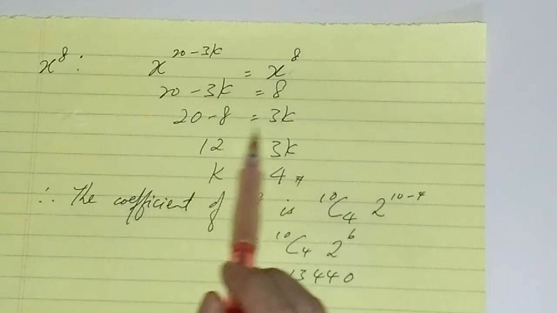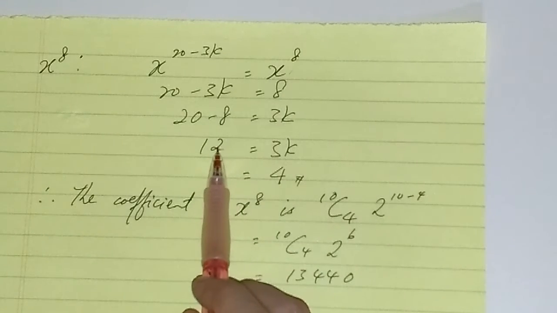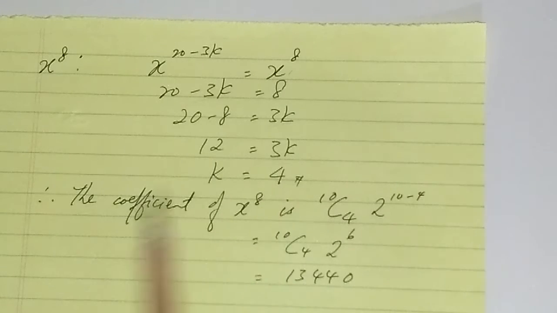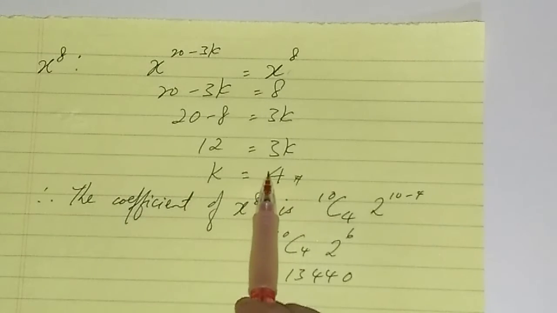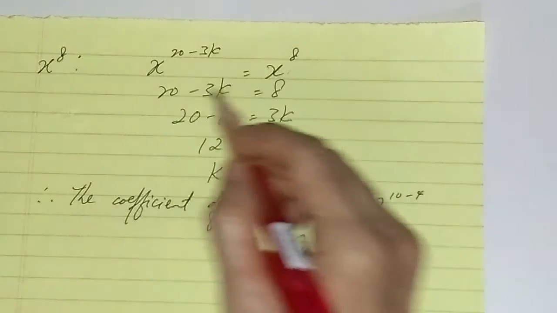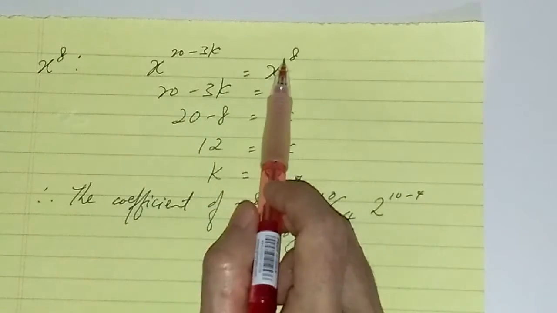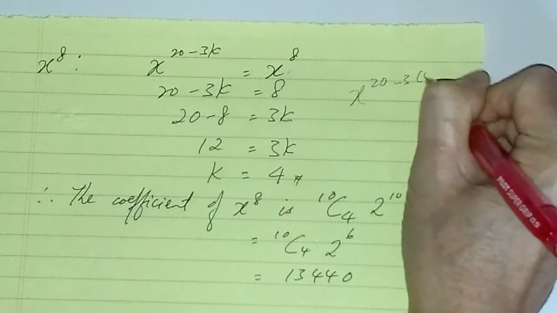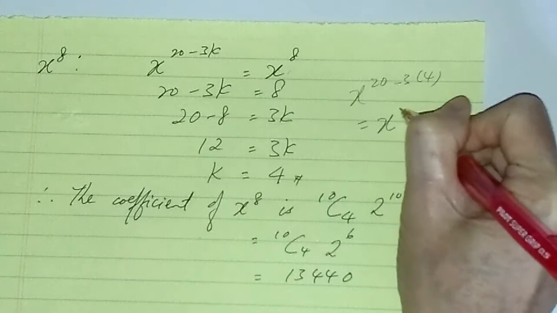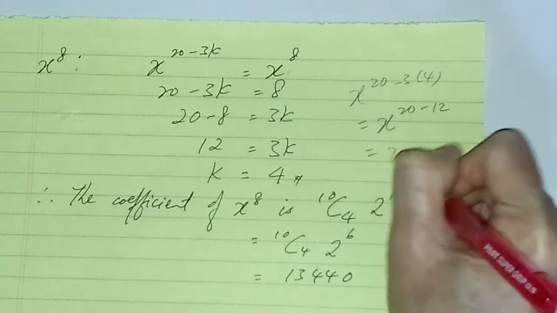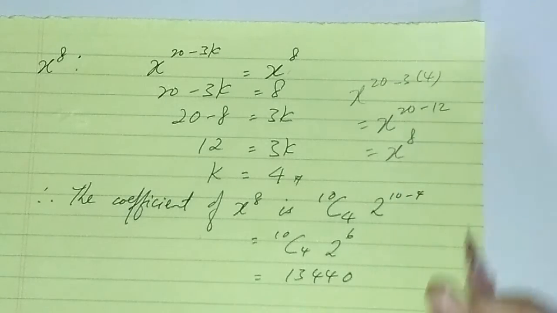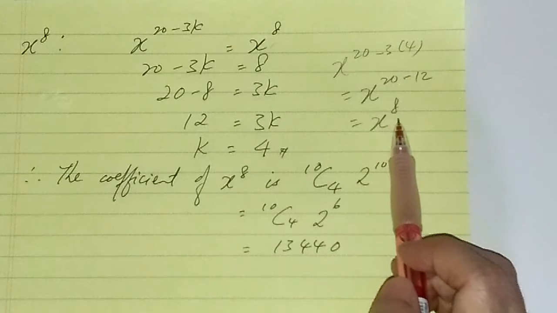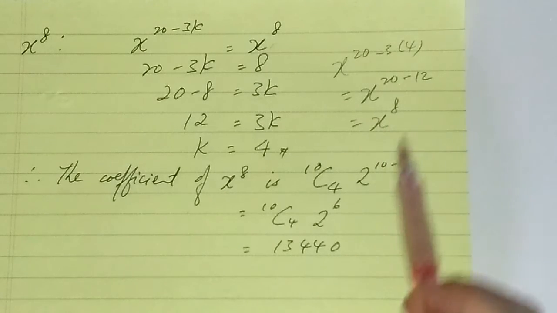So tidy up the maths again, and we get what? We get k is 4. So when k is 4, the power of x is 8, since 20 minus 3 times 4 is 8. So when k equals 4, you get x to the power 8.